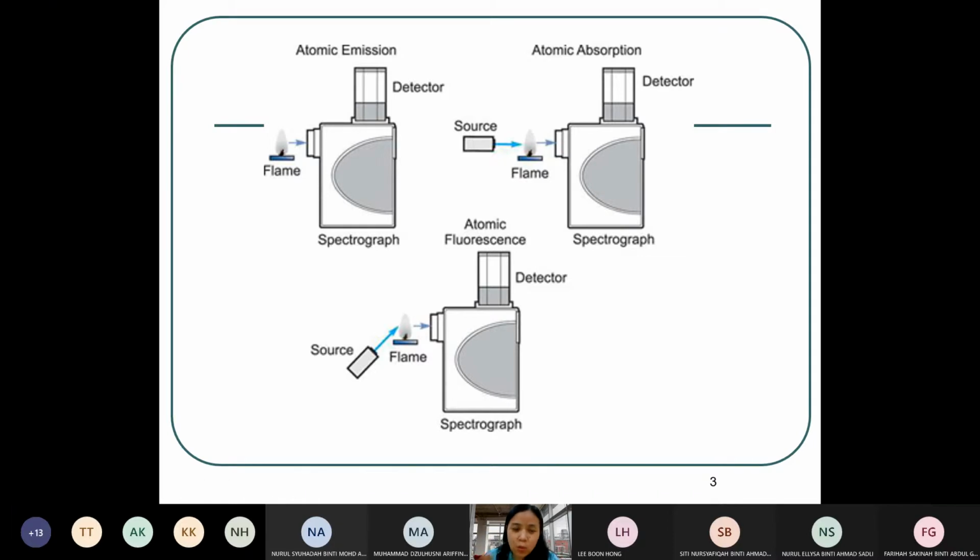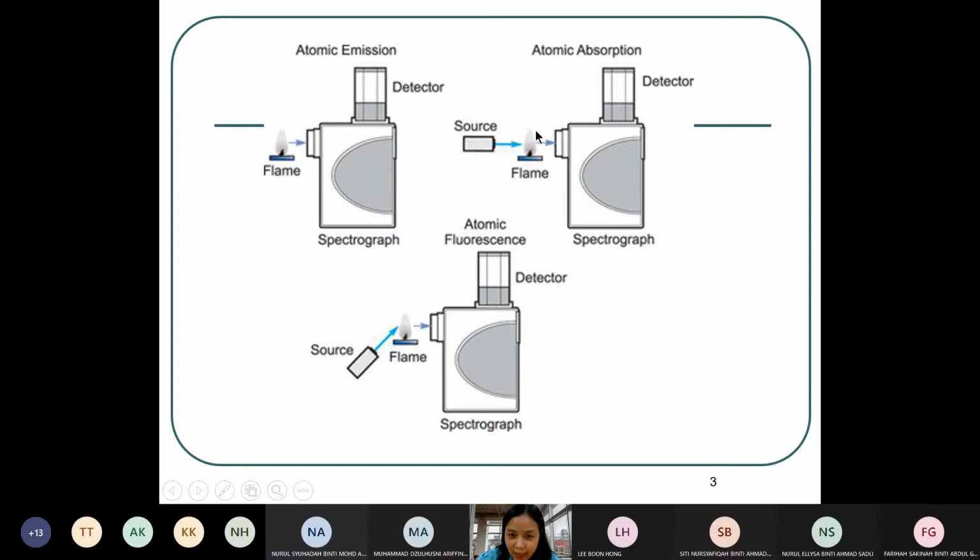Why? What limits AAS and AFS to detecting only one element at one point in time? It is because of the light source. You see, very clearly, for AAS and AFS, we have a light source. For AES, we do not have a light source. We have a source that allows us to perform atomization as well as excitation. Two important processes happen in this source. We don't call it an atomizer. Why can't we call this source in AES an atomizer?